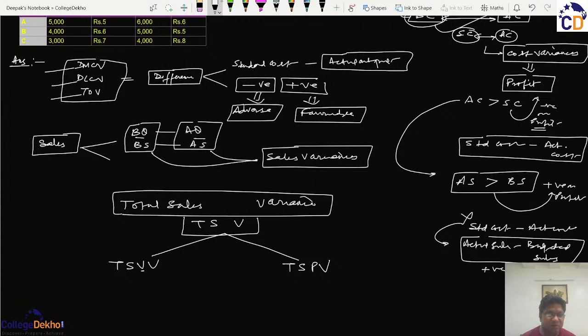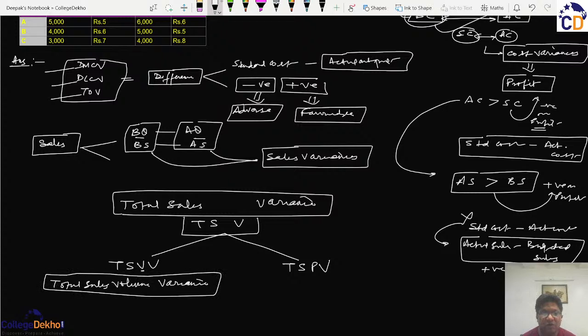So it will come as a total sales volume variance. Now, this is just a depiction. Different books can show different words, so there is nothing to worry about. It is only about the concept. And that will be the total sales price variance.